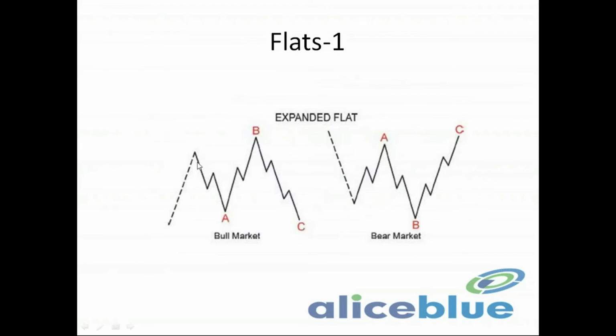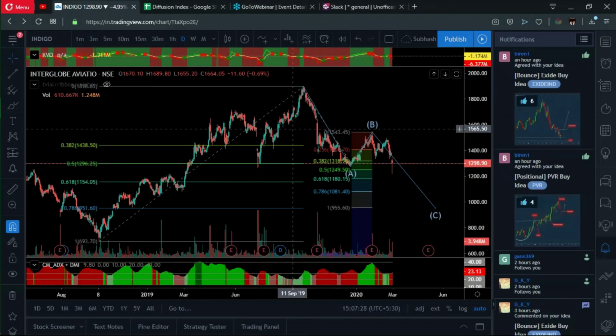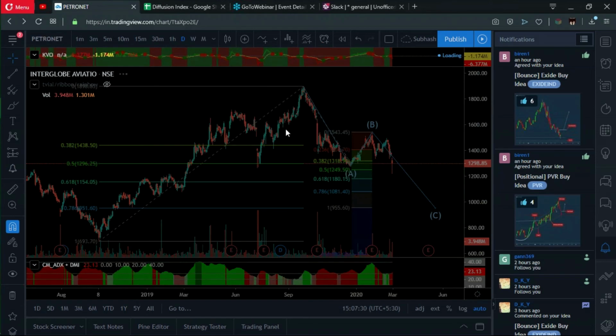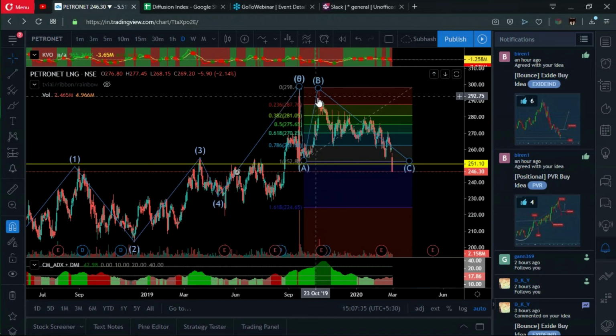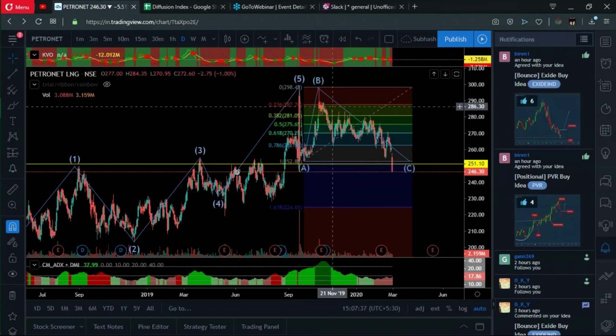Now to the flats. So the expanded flat. This is the most common type of flat. What happens is wave B goes above wave A, and then it expands. All right. You can say this is actually a running triangle.